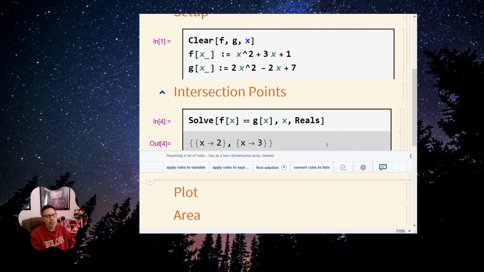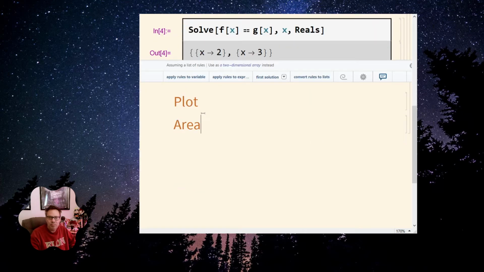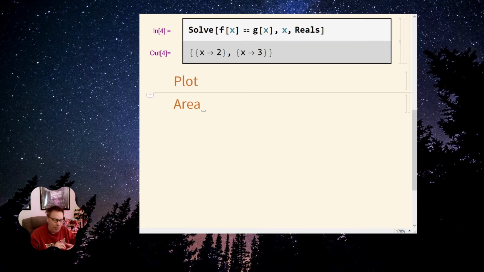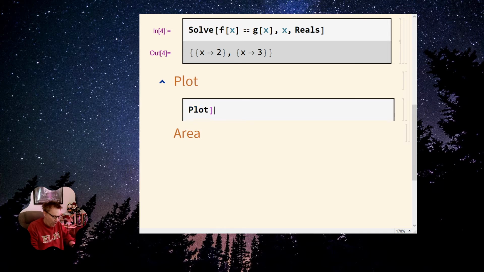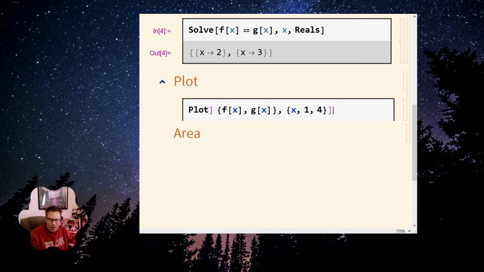But in order to make sure that I'm in the right area, no pun intended, I'm going to plot the two functions. I'm going to plot f of x and g of x. And I'll plot them from, let's say, 1 to 4, because 1 to 4 contains 2 and 3. Oh, I got a mistake here. I saw the red.